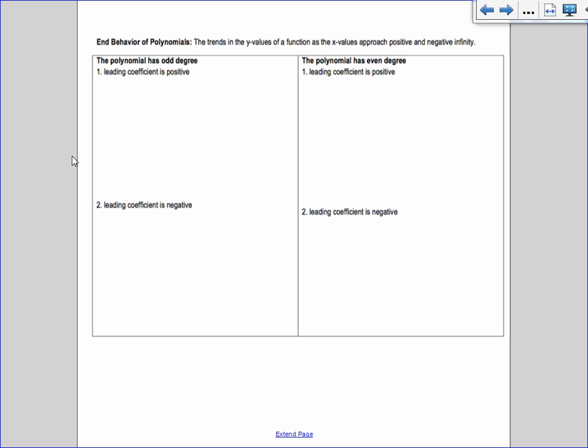All right, so that's what we're talking about: the ends of the graph. What is happening to the ends of the graph? So the first one, the polynomial has odd degree, and the leading coefficient is positive. So I want you to think of 3 different things. These are our 3. I can count 4. We can think of 4 different things. Okay, so which one is this? The leading coefficient is positive and it has an odd degree.